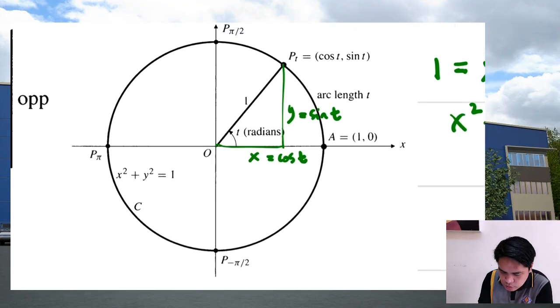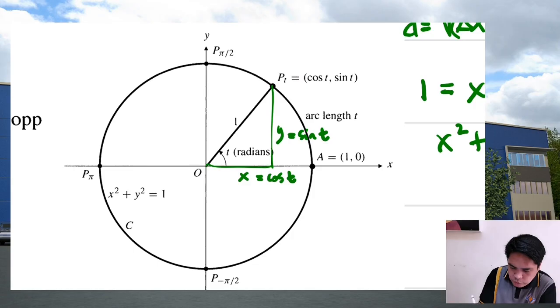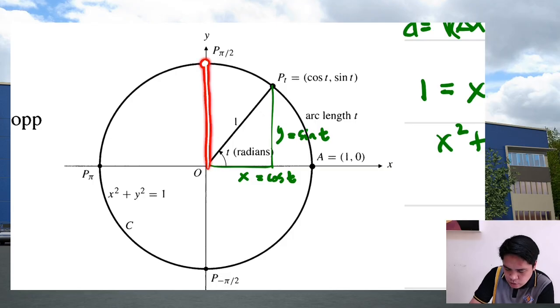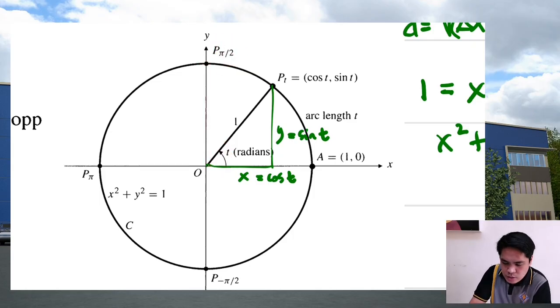Now, about the angles. If our point is right here, that would be P sub 0 because angle t is here at this point. Now, if our point is right here, the angle now is this. In degrees, that would be P sub 90 degrees. But since we are using radians, this would be P sub pi over 2. Because this measure here, from here to here, is pi.